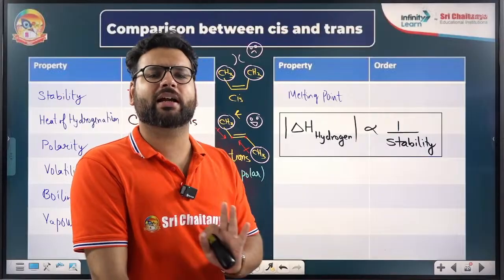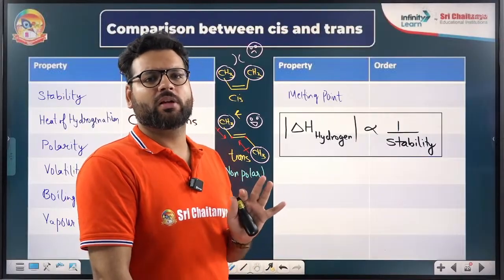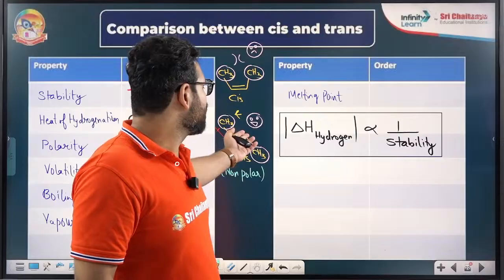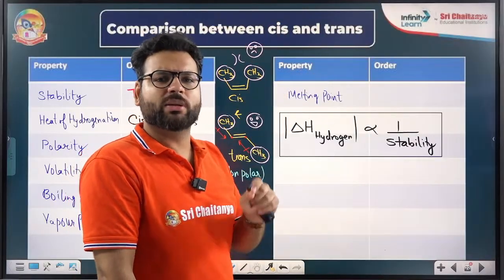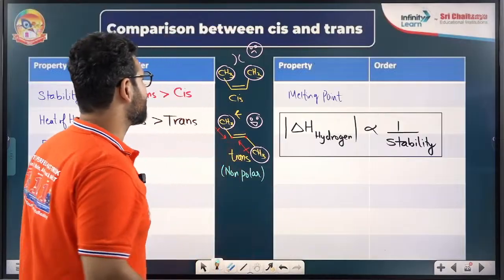Every trans alkene is not non-polar, beta. Only symmetrical trans alkenes are non-polar. If it is asymmetrical, let's say here no hydrogen but chlorine is present, then it will not be non-polar. So symmetrical trans alkenes are non-polar.